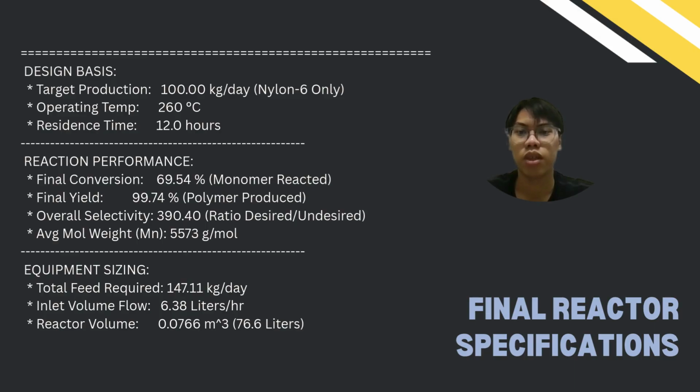Here is our final design specification. To safely meet the target of 100 kg of nylon 6 per day, our simulation sized the reactor to exactly 76.6 liters. The reaction achieved a monomer conversion of 69.54% and a final yield of 99.74% with an extremely high selectivity ratio of 390, indicating the process is highly efficient at producing polymer rather than side product. To account for the equilibrium limitation, we calculate a required feed of 147.11 kg per day. Our mass balance verification confirmed that this input exactly matched the output.